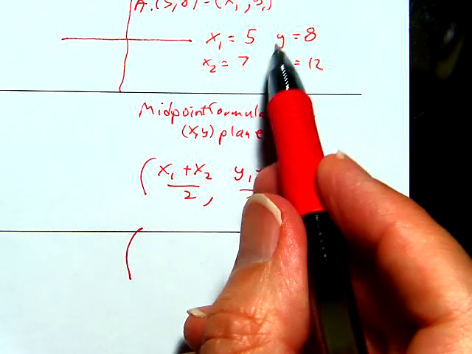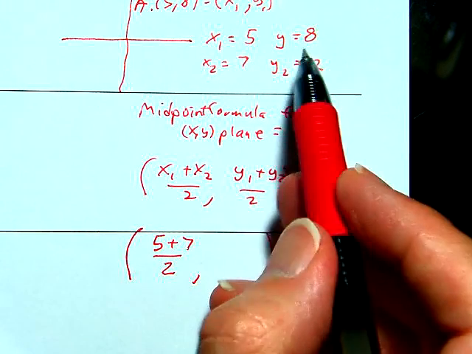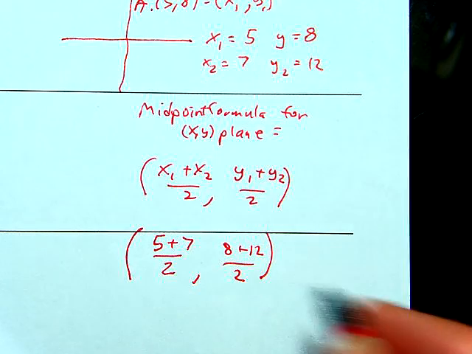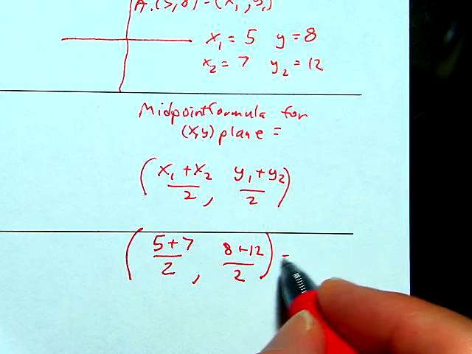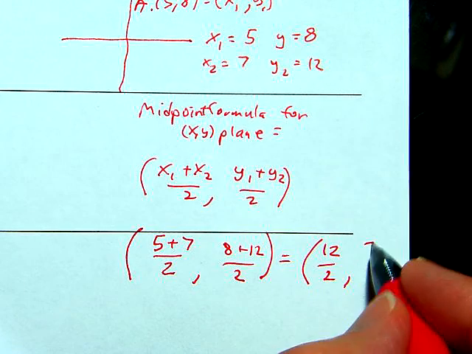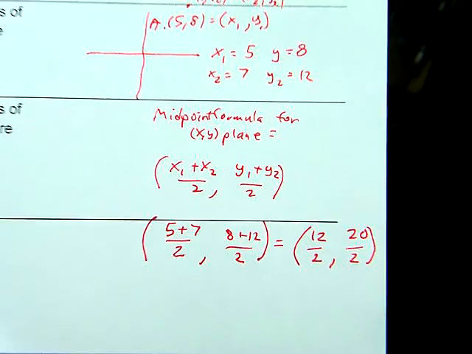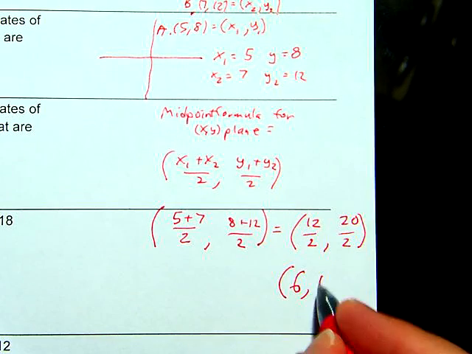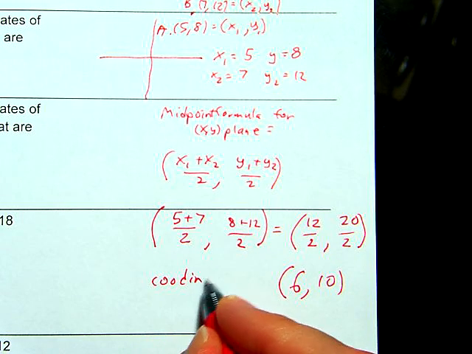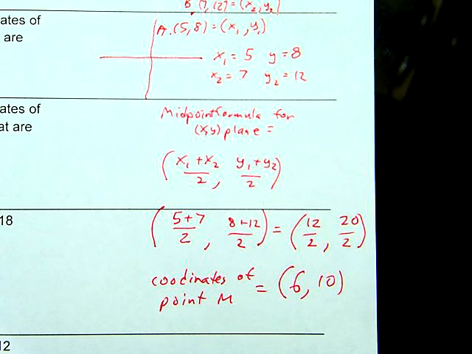X sub 1 is 5, x sub 2 is 7, so it's 5 plus 7 over 2, comma, y sub 1 is 8, y sub 2 is 12, so 8 plus 12 over 2 is the y-coordinate. This is equal to 5 plus 7 is 12 over 2, 8 plus 12 is 20 over 2, and when we simplify this, we have 6 comma 10, and that is our coordinates of point M. Coordinates of point M equals 6 comma 10.